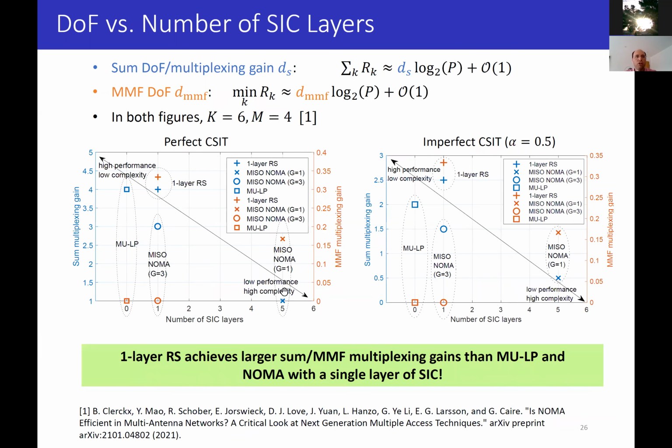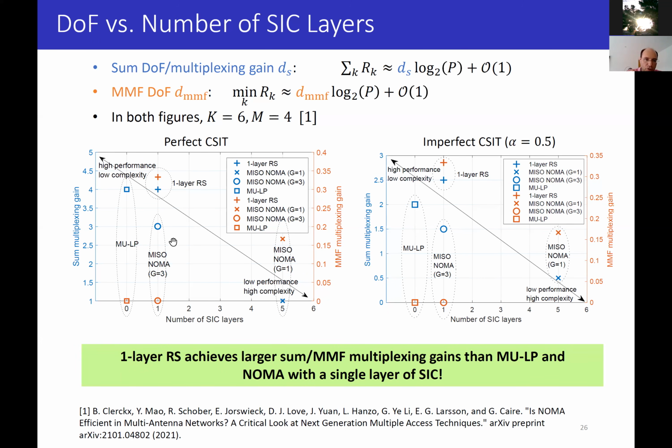Right, so if we look at degrees of freedom versus the number of SIC layers, then we can really see performance versus complexity. And so I have my two metrics here: sum DOF, so the slope of the sum rate, and max min fair DOF, that's the slope of the minimum rate among the K users. And here I have two examples, perfect CSIT and imperfect CSIT, left axis sum DOF, right axis MMF DOF, and the x-axis here is the number of SIC layers, so the complexity. So as you move from left to right, you increase the receiver complexity.